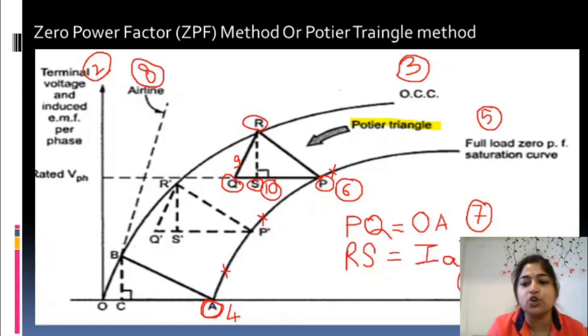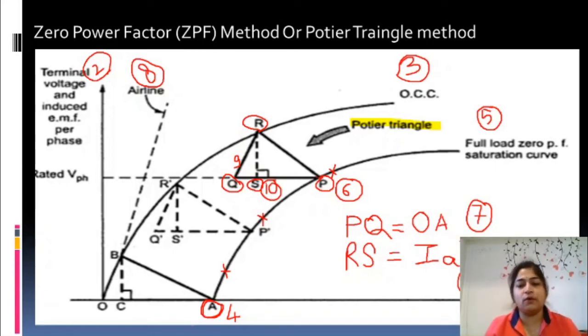Now what is the voltage drop across leakage reactance? It is IA XL. If we have drawn this ZPFC for rated current, we know the value of rated current. According to the scale, we will get the value of RS in terms of voltage from the graph, and then when we divide it by IA, we will get the value of XL.